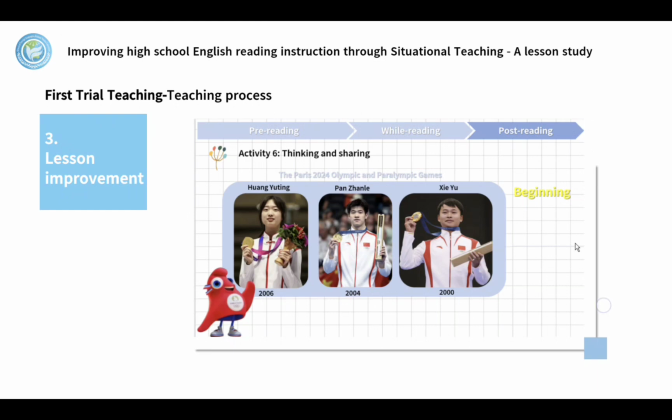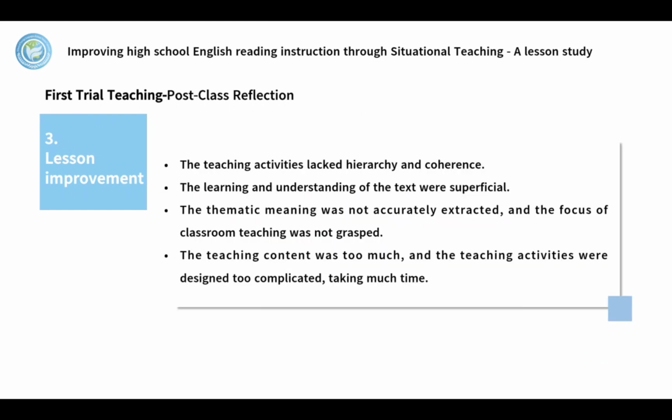And after this trial teaching, we listed some post-class reflections just as follows. Firstly, the teaching activities lacked hierarchy and coherence, and the learning and understanding of the text was superficial. The thematic meaning was not accurately extracted, and the focus of the classroom teaching was not grasped. The teaching content was also too much, and the teaching activities were designed too complicated, taking too much time.